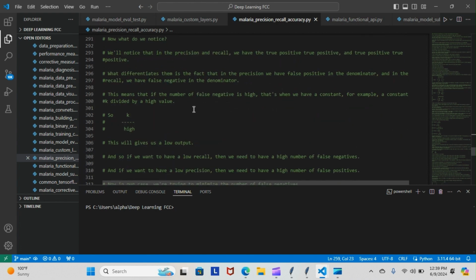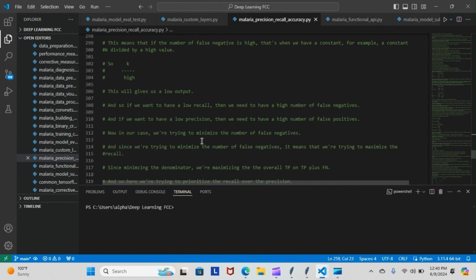This means that if the number of false negatives is high, that's when we have a constant k divided by a high value. So we would have something like this: k divided by high. Now this will give us a low output. So if we want a low recall, then we need a high number of false negatives. And if we want a low precision, then we need a high number of false positives.